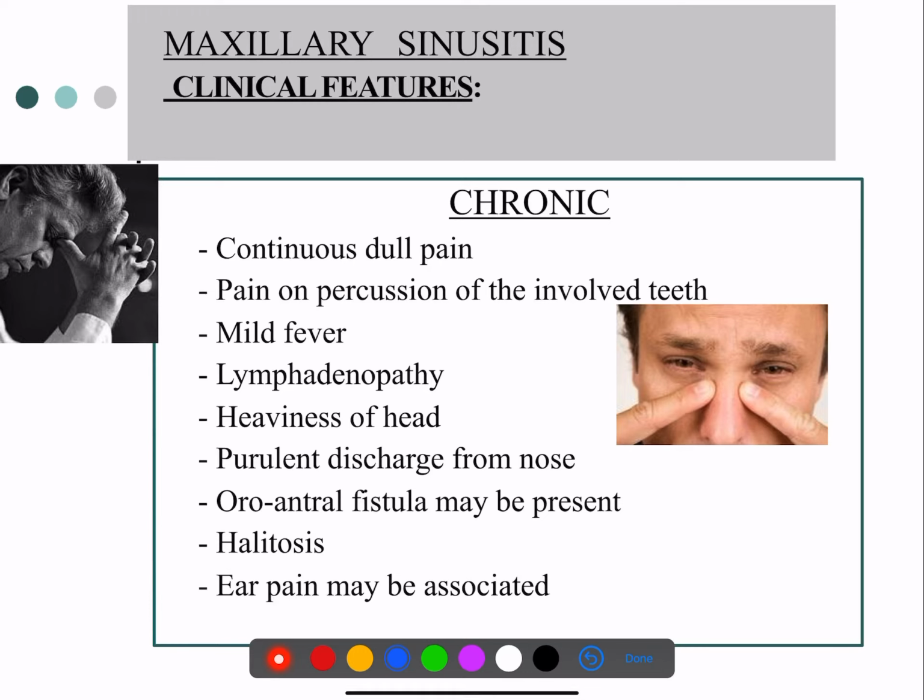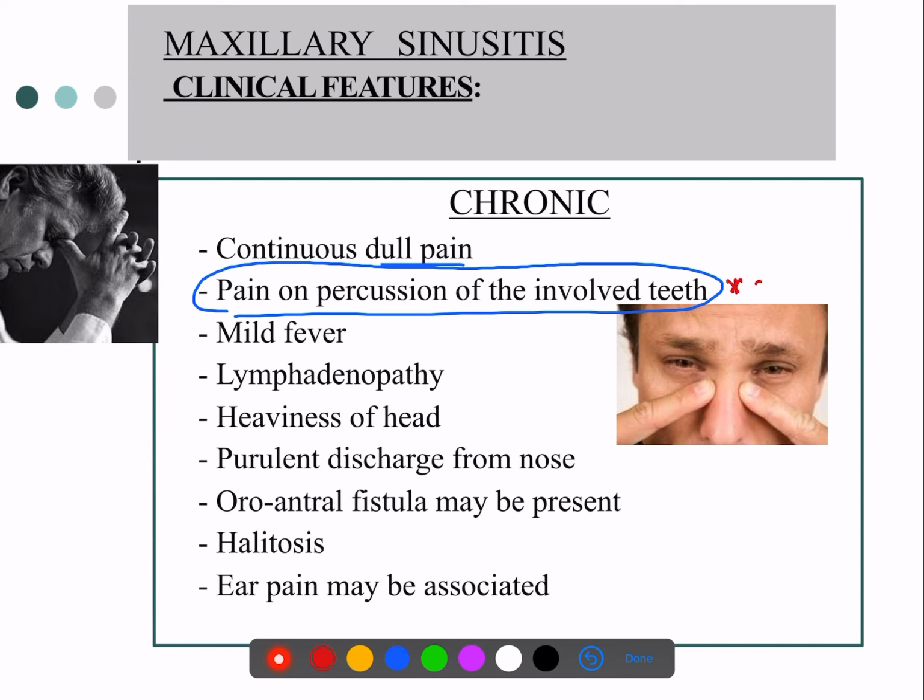Coming to the chronic case, most of the symptoms get aggravated or accumulated, and most of your questions move around chronic. The pain will be dull. Pain on percussion of the involved teeth is a good sign, so please do add this. Fever is common, lymphadenopathy is common, and heaviness of the head is common. In acute cases you will not have pus, you will have inflammation, whereas in chronic cases you will have pus, or purulent discharge.